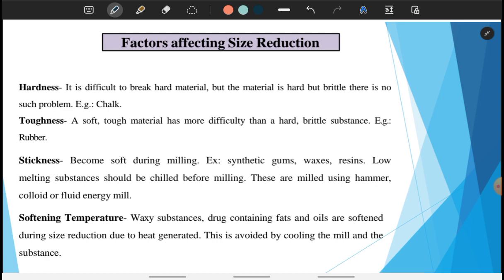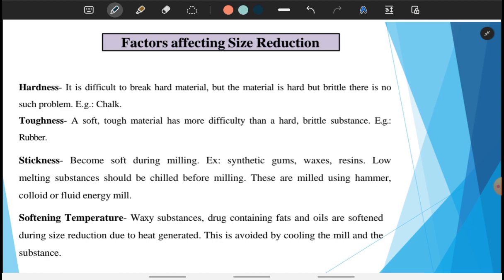Then the next factor is stickiness. It is a property which may cause difficulty in size reduction. In this, the material may adhere to the grinding surface, or the meshes of the screen may get clogged when they become soft. These problems occur with gummy or resinous substances because of the generation of heat during size reduction. So for this, sometimes we add some inert substance such as kaolin or sulfur to reduce the stickiness of such substances.